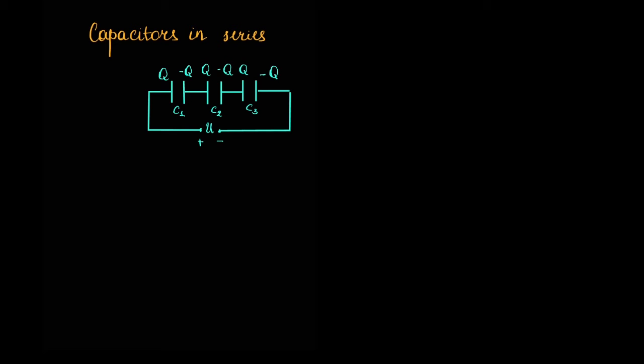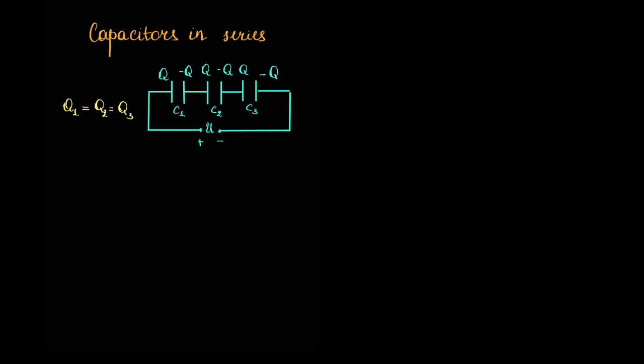Now, as you can see, the plates of each capacitor have positive and negative charges respectively, right? So that's why the charges on each capacitor are equal to each other. We can write it as Q1 equals Q2, and it is also the same as Q3.